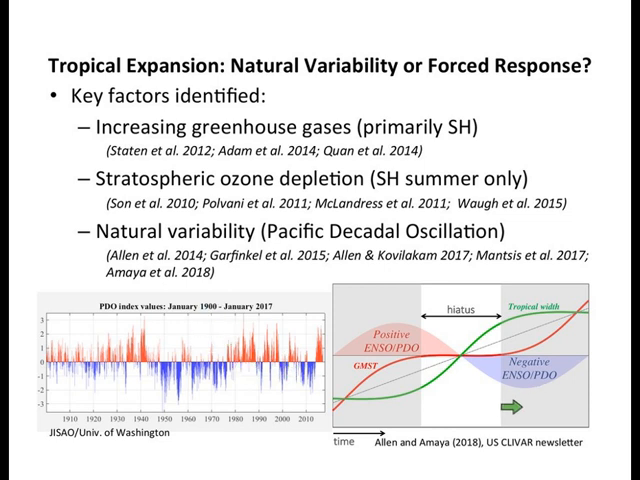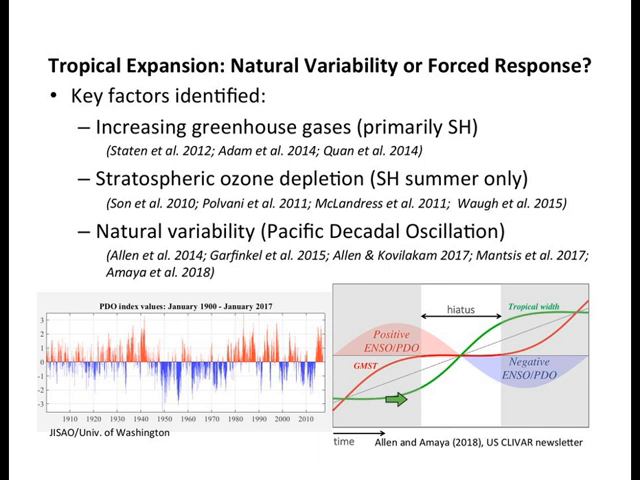A number of recent papers have talked about this and how it's relevant for the so-called hiatus or slowdown in global temperature warming in the early 2000s. But as noted by Bob Allen and Dylan Amaya in our U.S. Clivar newsletter issue, this is also quite relevant for the tropical widening case, because we know that during El Nino events and during positive PDO, the Hadley cell tends to be slightly narrower, and that during La Nina events or negative PDO, the Hadley cell tends to be a little bit wider.